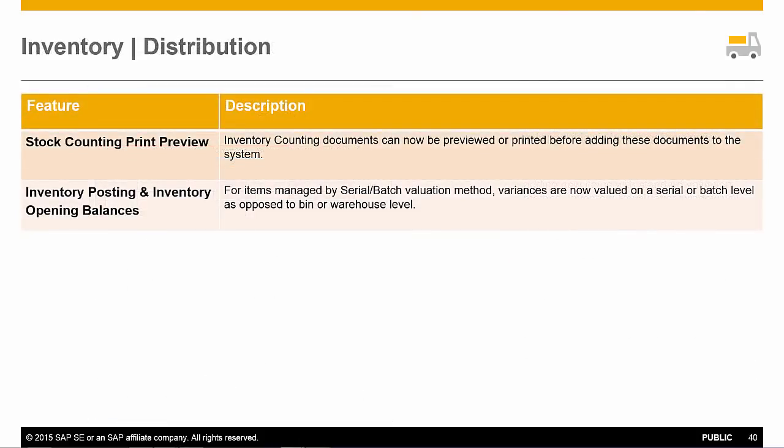Last but not least, inventory counting documents can now be previewed or printed before adding these documents to the system. And we've also made updates to inventory posting and inventory opening balances. For items managed by serial or batch valuation method, variances are now valued on a serial or batch level as opposed to bin or warehouse level.